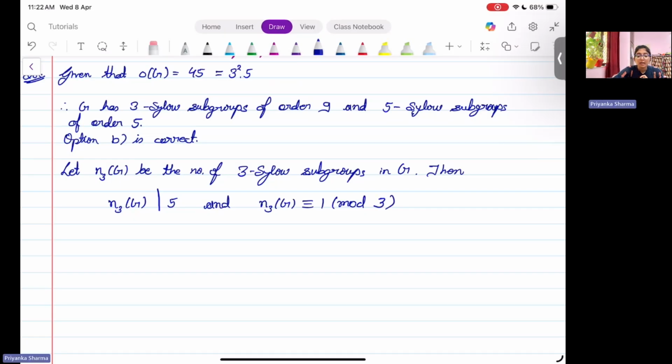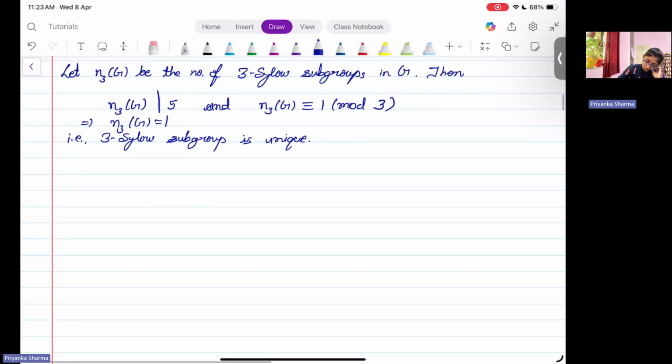Now this 5 is a prime number, so it will have two divisors, 1 and 5. 1 is congruent to 1 mod 3, but 5 is not congruent to 1 under modulo 3. So this will imply that N3(G) can be 1 always. That is, the 3-Sylow subgroup is unique.